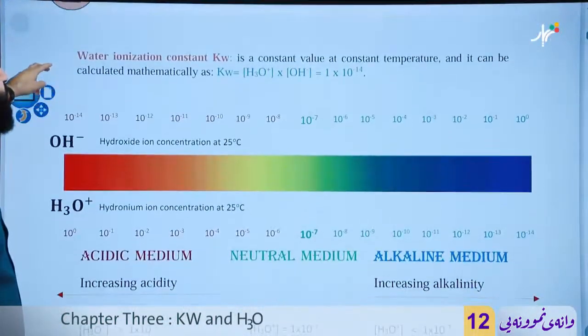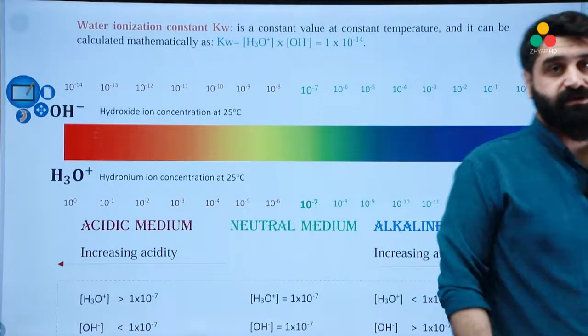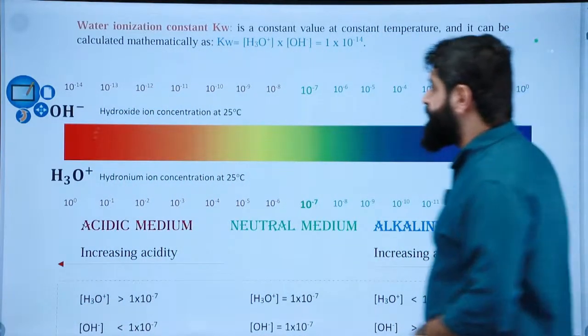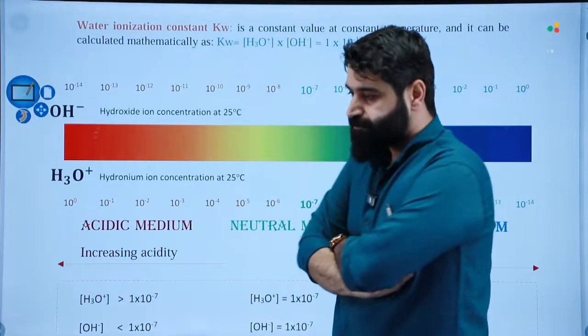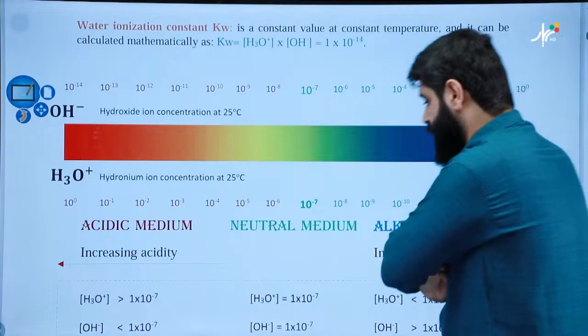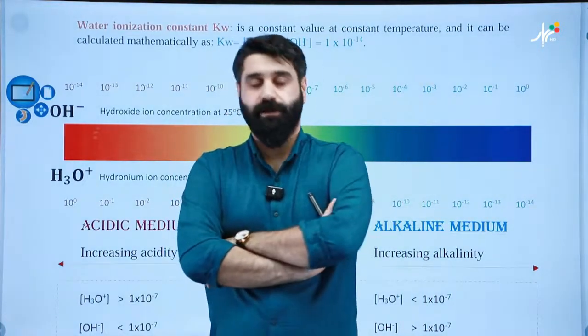So now what is the water ionization constant? It's a constant value at constant temperature, calculated mathematically using this rule: KW equals H3O times OH. This rule is used for any temperature, any aqueous medium. Good?